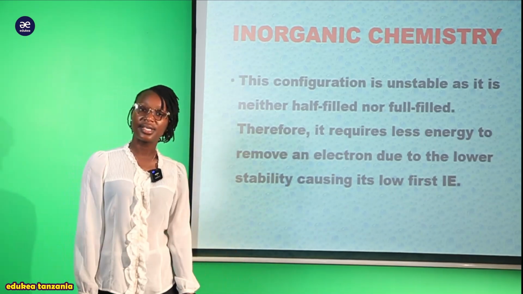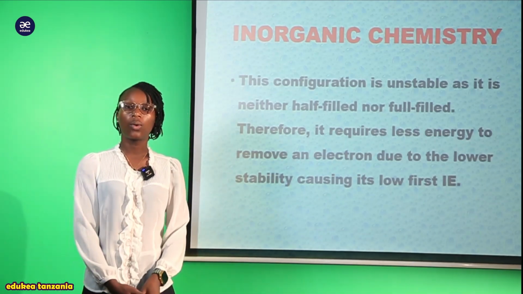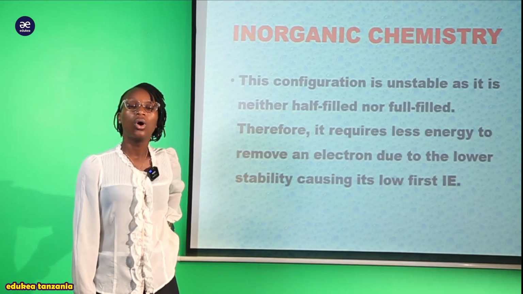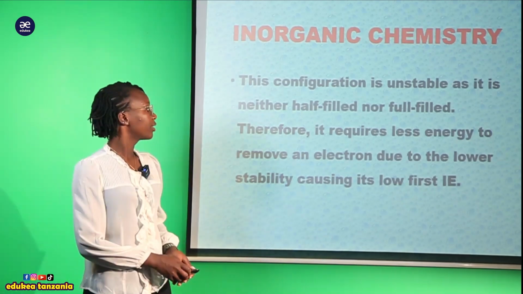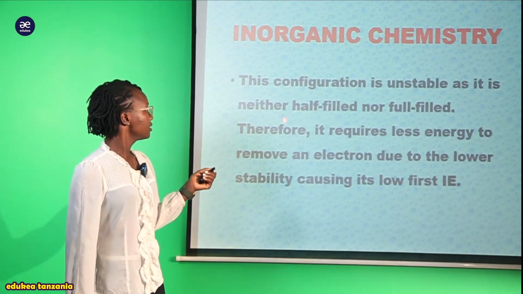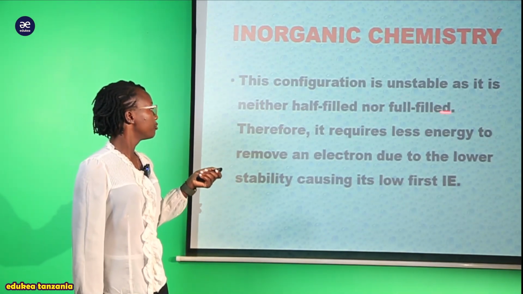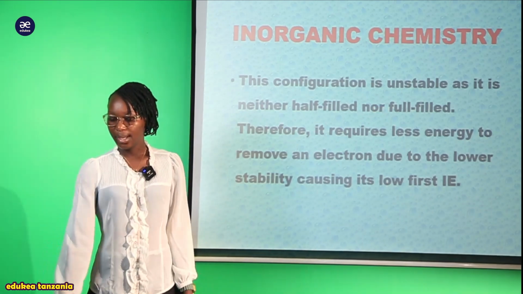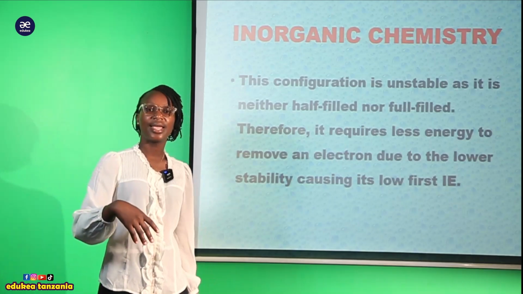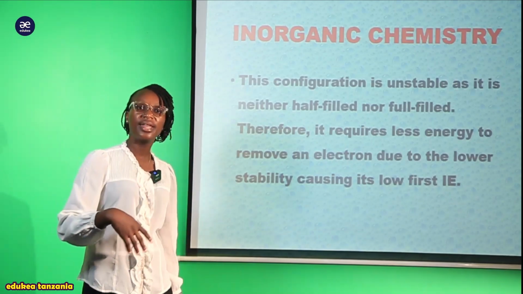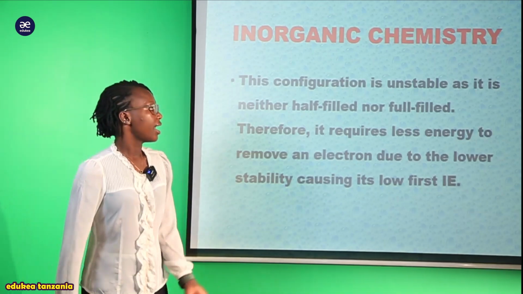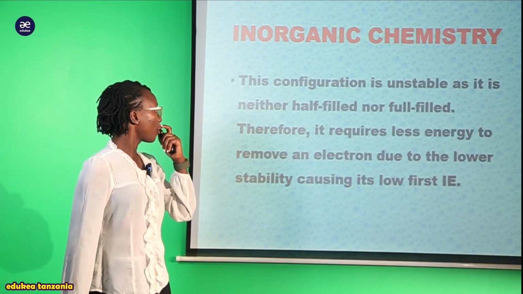Sasa kulingana na oxygen kwenye outer p orbital utaona kwamba there are 2 electrons which are unpaired, but also 1 electron is paired. Therefore you can see that this configuration is unstable. So as it is neither half filled nor full filled, ni unstable kwa sababu haipo fulfilled wala haipo half fulfilled. Kwa hiyo ni unstable configuration.